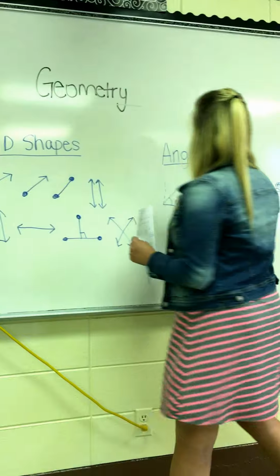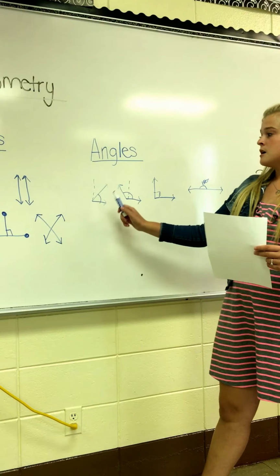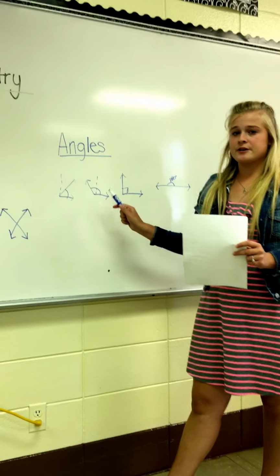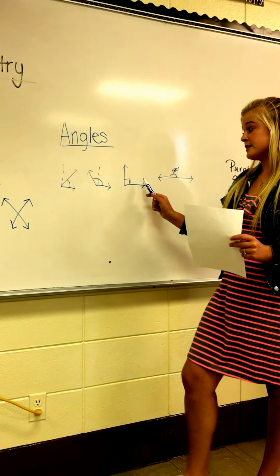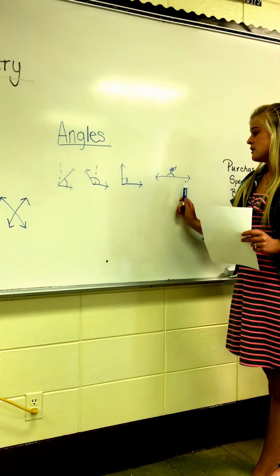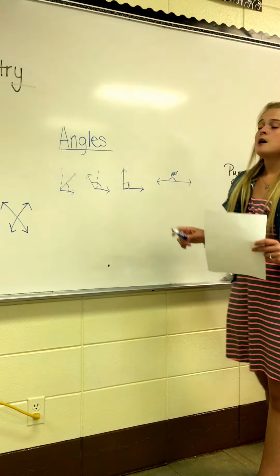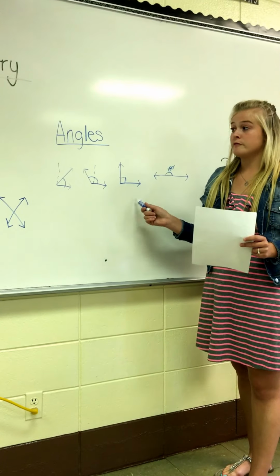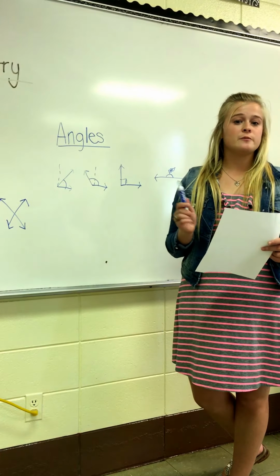Next, we look at our angles. Remember, we have our acute angle that's less than 90 degrees, our obtuse angle that is more than 90 degrees, our right angle that is 90 degrees, and our straight angle that equals 180 degrees. Make sure that you're taking notes on this, that you go home and study it, because tomorrow we will review and then go on to our two-dimensional shapes.